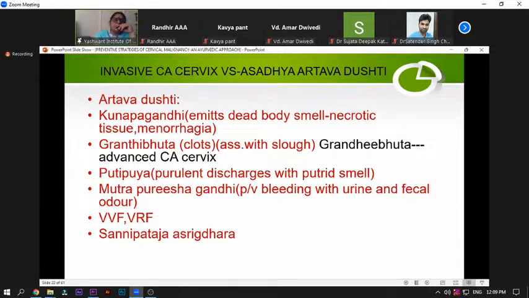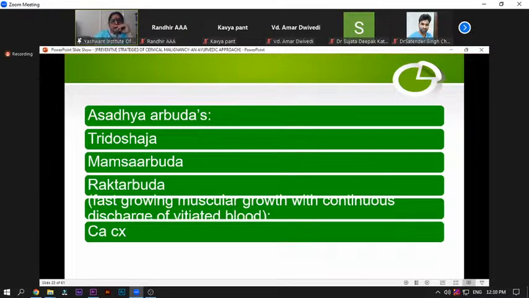So invasive cancer versus asadhya artava dushti. Which condition can we relate with invasive cancer? It is asadhya artava dushti. You can see the features here: kunapagandhi, that is emitting a dead body smell because of the necrotic tissue; menorrhagia; and granthibhuta, that is presence of clots, with slough in advanced CA cervix. You can see puti pooyaabha, purulent discharges with putrid smell; mutra purisha gandhi, PV bleeding with urine and fecal odor, that is seen in vesicovaginal and vesicorectal fistulas. And also Sannipataja Asrigdara has the same features. So these conditions we can consider as invasive CA cervix. Asadhya arbudas are mostly tridoshaja, and mamsa arbuda and rakta arbuda, a fast growing muscular growth with continuous discharge of vitiated blood, are mostly suitable for CA cervix.